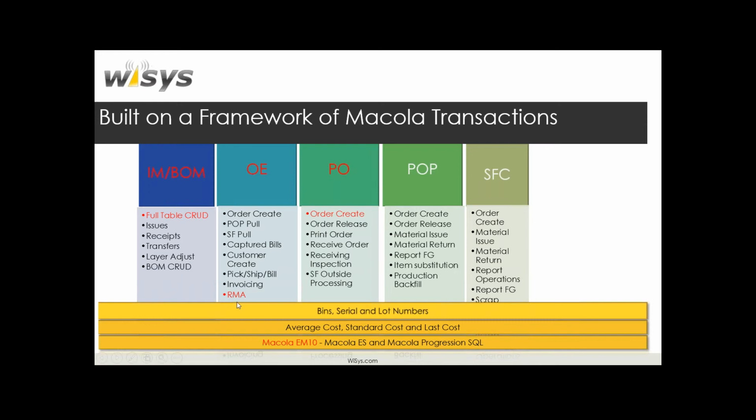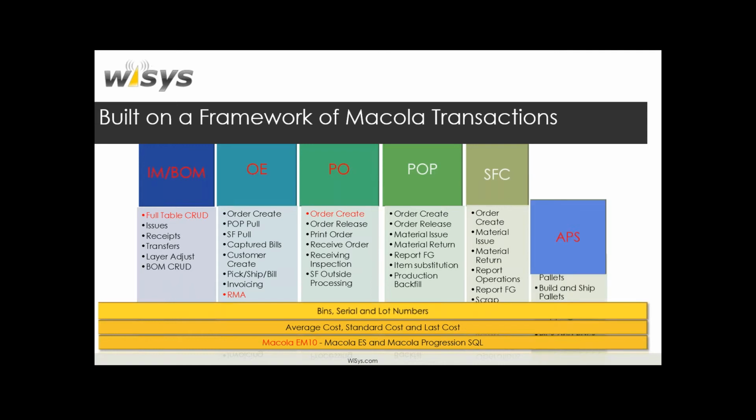In OE, we want to add RMA, probably OE cache. PO has order create, but it's not as versatile as OE, which we've built OE in a way that you could build a full order entry environment. We want to do the same thing for PO this year.